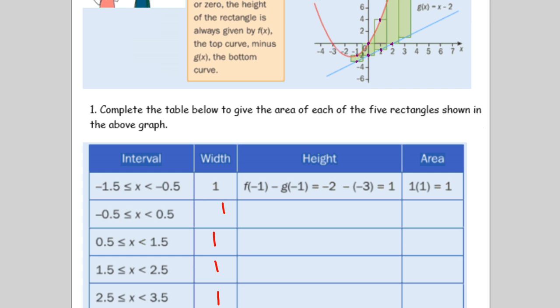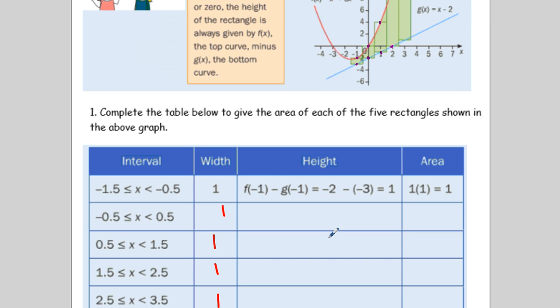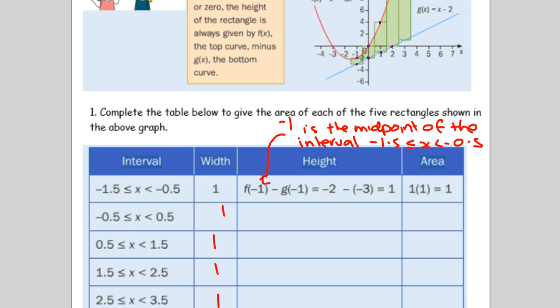So nice. The x value that corresponds with that interval is the midpoint. So we might just want to make a point. -1 is the midpoint of that interval there, between -1.5 and -0.5. So -1 is the midpoint. What would be the midpoint of the second interval?